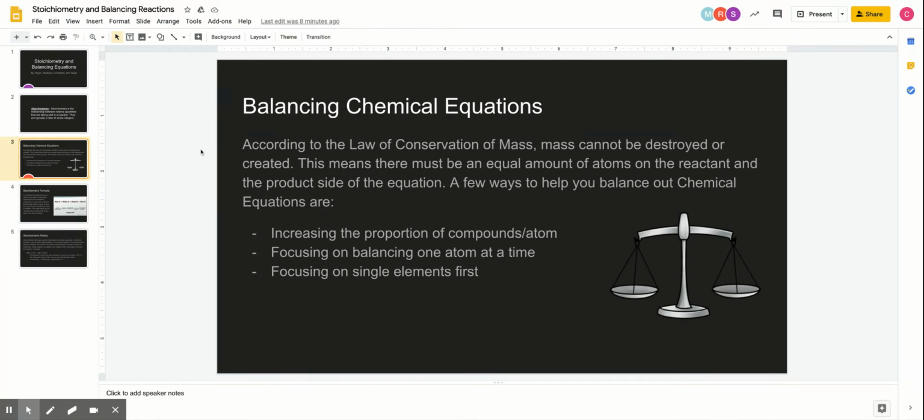Okay. Balancing chemical equations. According to the law of conservation of mass, mass cannot be destroyed or created. This means that there must be an equal amount of atoms on the reactant and the product side of the equation. A few ways to help you balance chemical equations are increasing the proportion of compounds/atoms, focusing on balancing one atom at a time, and focusing on single elements first.